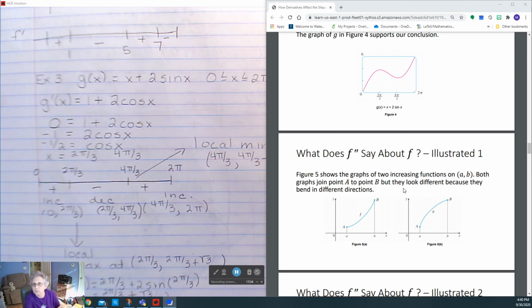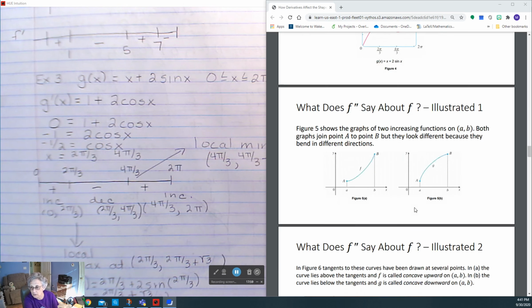So if we have an increasing function with positive second derivative, that means we're increasing at an increasing rate. If we have a positive first derivative and a negative second derivative, we're increasing at a decreasing rate. Increasing at an increasing rate, increasing at a decreasing rate.